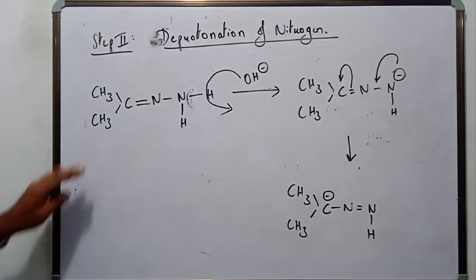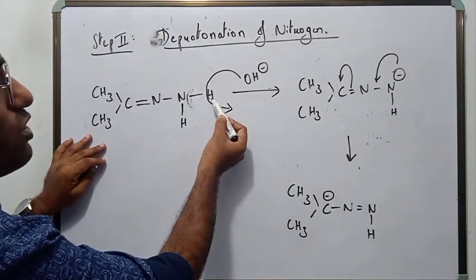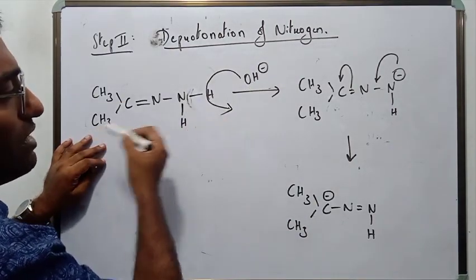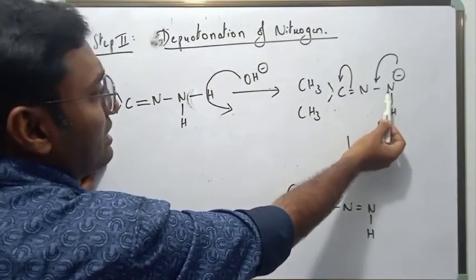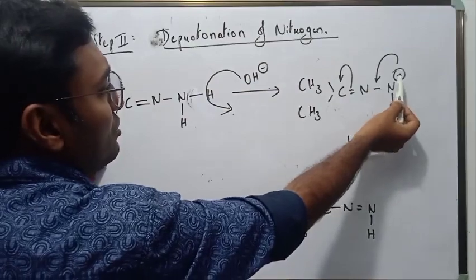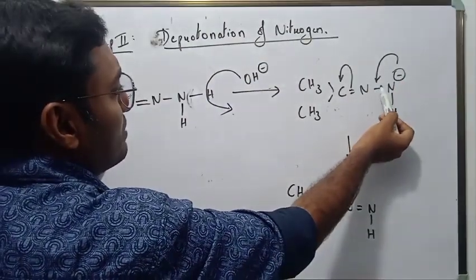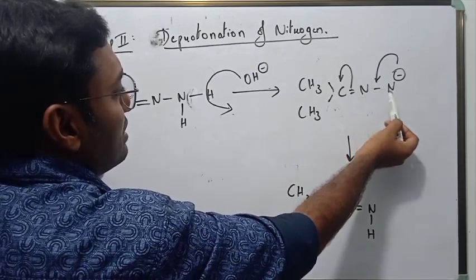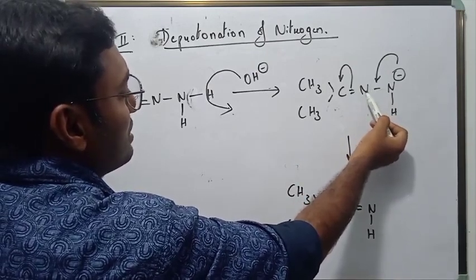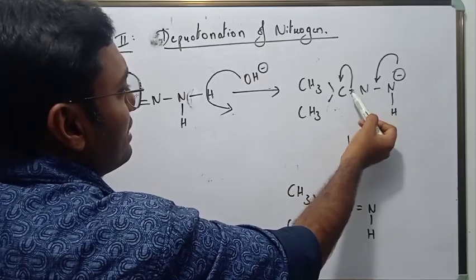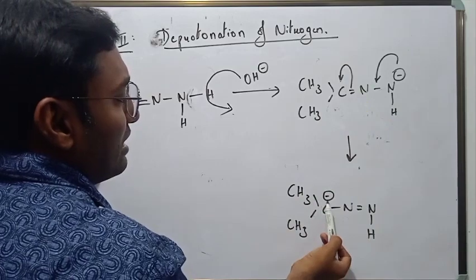What has happened in this step 2? OH minus, the base, has knocked out a proton from the nitrogen. When it knocks out a proton from nitrogen here, the terminal nitrogen becomes negatively charged. To eliminate its negative charge, it comes as a pair of electrons as a bond between these two nitrogen. Now nitrogen here can accommodate maximum of 6 electrons, but here there are 8 electrons. So this pair of electrons would go here and a carbon anion results.